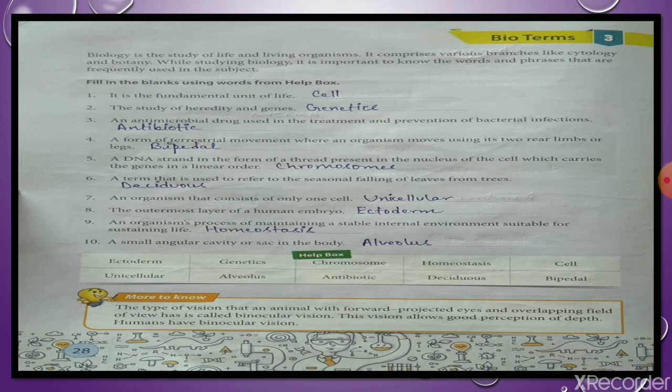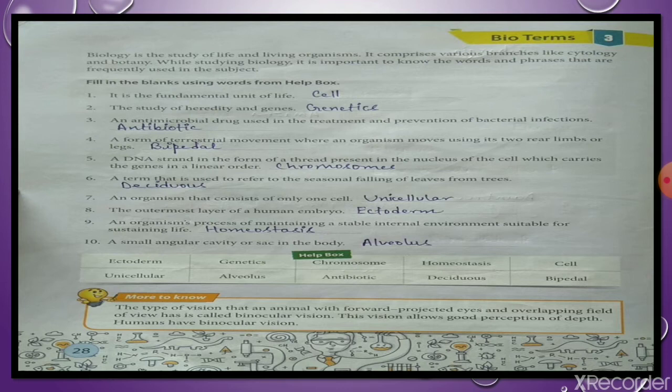Then a DNA strand in the form of a thread present in the nucleus of the cell, which carries the genes in a linear order. So this thread on which DNA strands are present, and which is present in the nucleus of the cell, is called a chromosome. Then a term that is used to refer to the seasonal falling of the leaves from trees is called deciduous. Then an organism that consists of only one cell, we know this is unicellular.